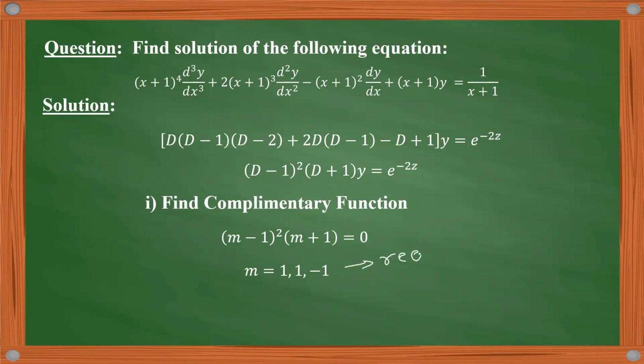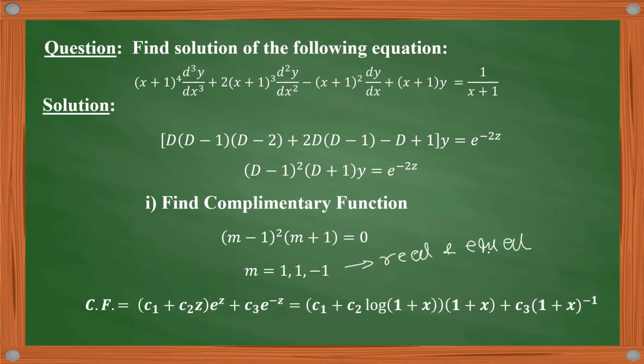So these roots are real and equal roots, so it comes under the second case. Its complementary function can be written like this: (c1 + c2 z) e^z + c3 e^(-z).